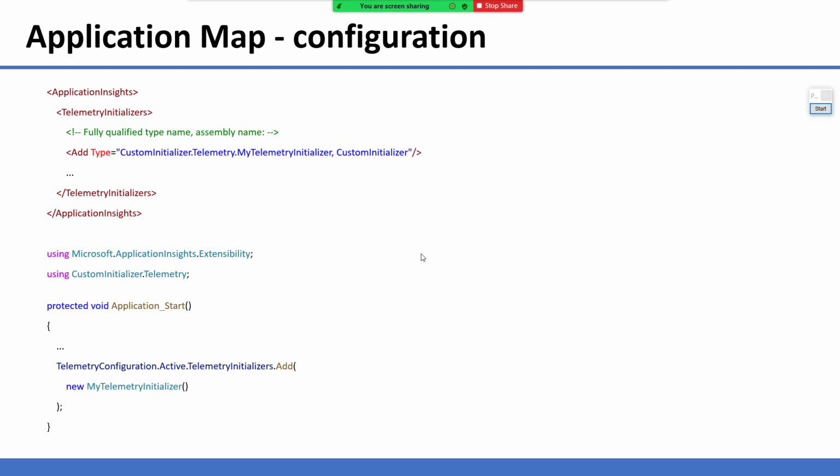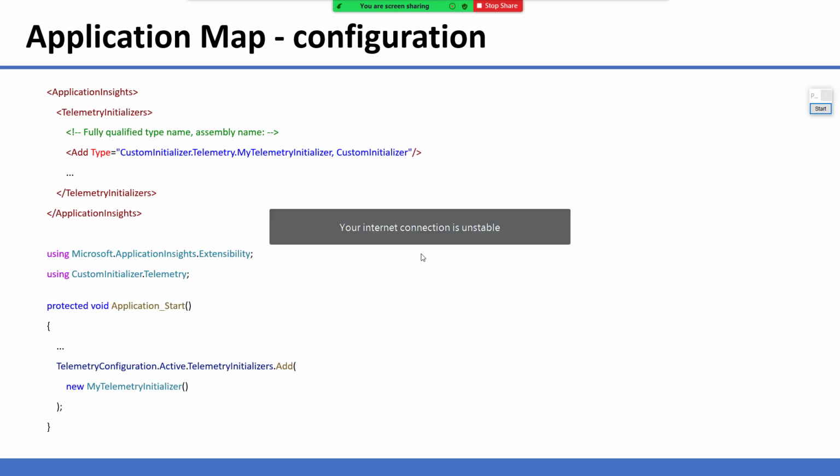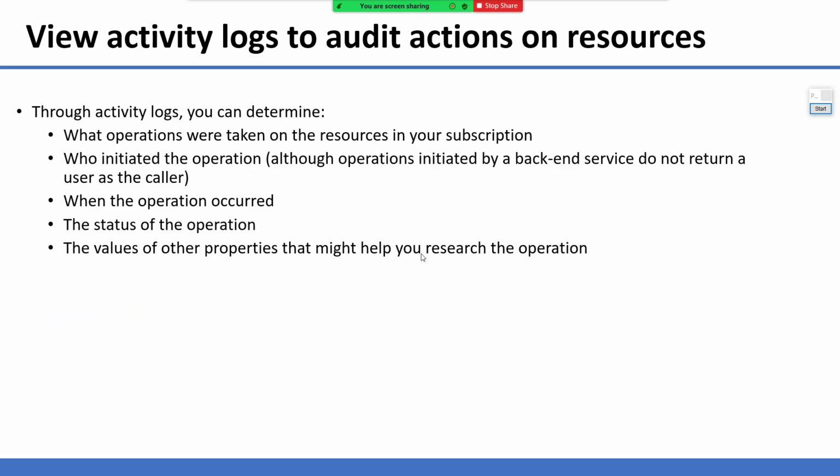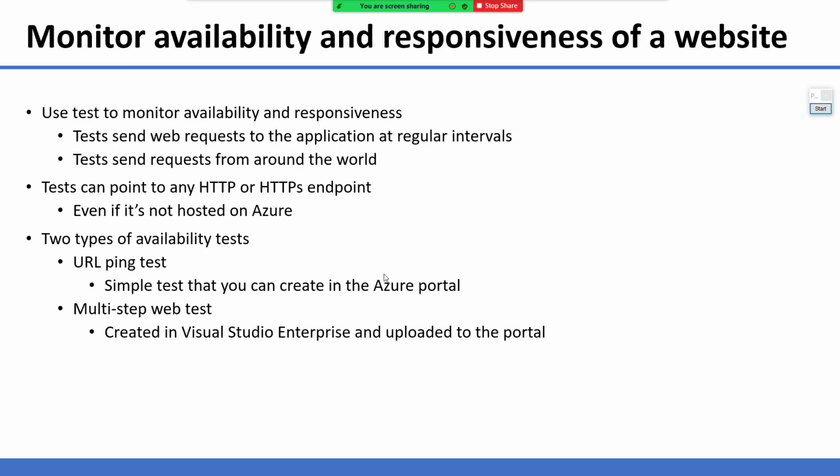If you would like to configure the application map configuration, yes, you need to configure this in your app settings, customize telemetry. But this is not something that you will understand in one day. You have to spend a minimum of 4 to 5 days to understand Application Insights. You can view activity logs to audit actions. Suppose you would like to monitor a website, you can monitor it for all such things.